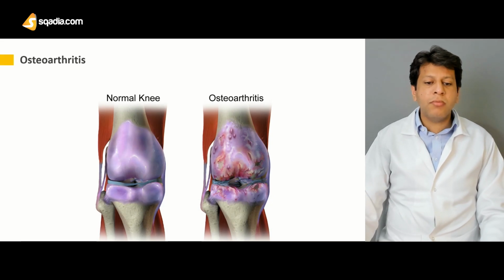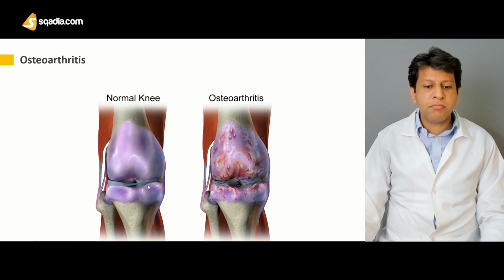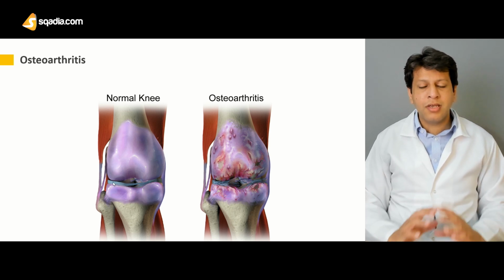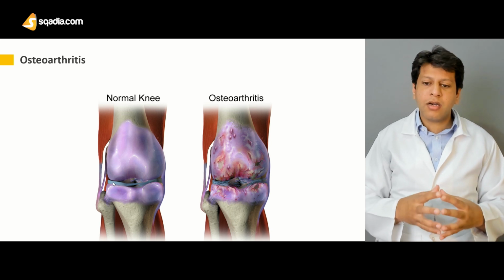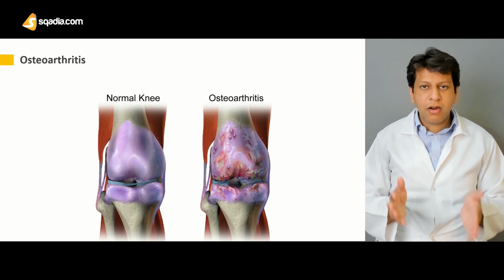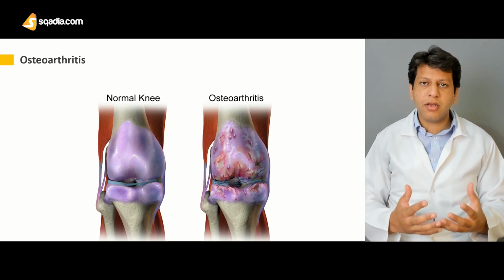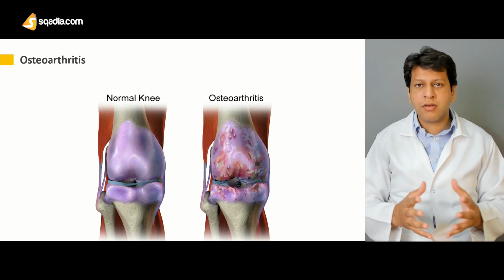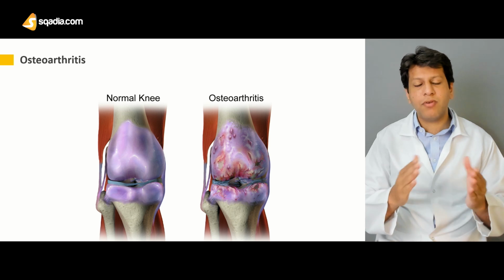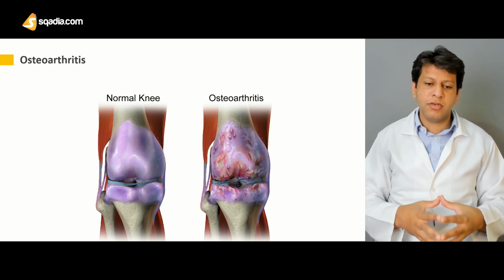This is a normal knee. If you see, these are the menisci. The distal part of the articulating surface of the tibia and the femur is covered by hyaline cartilage. Then around it there are intracapsular ligaments, and then you have a capsule covered by the synovial membrane, and then outside you have extracapsular ligaments.